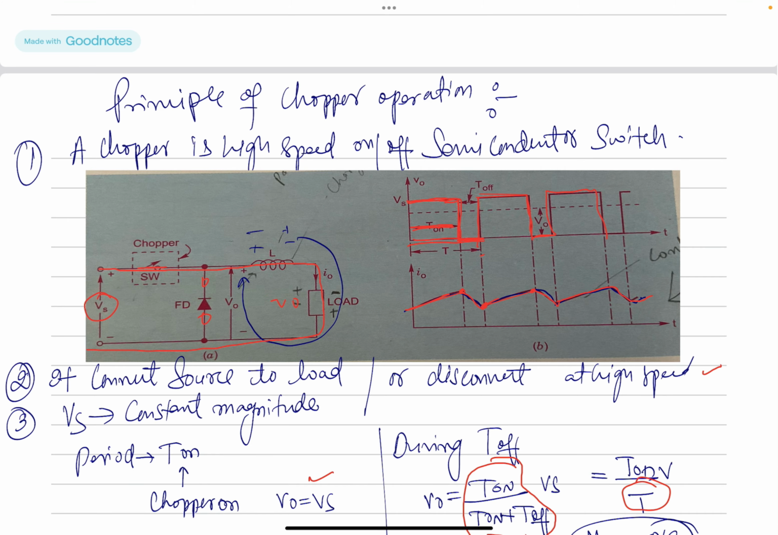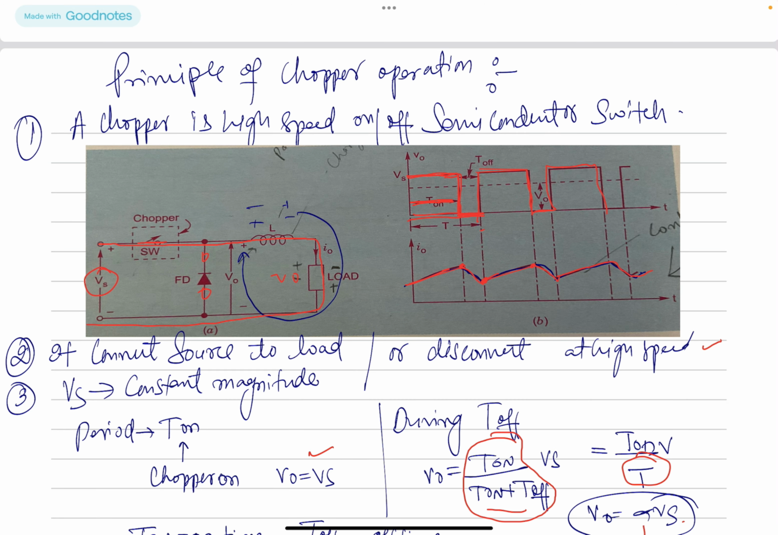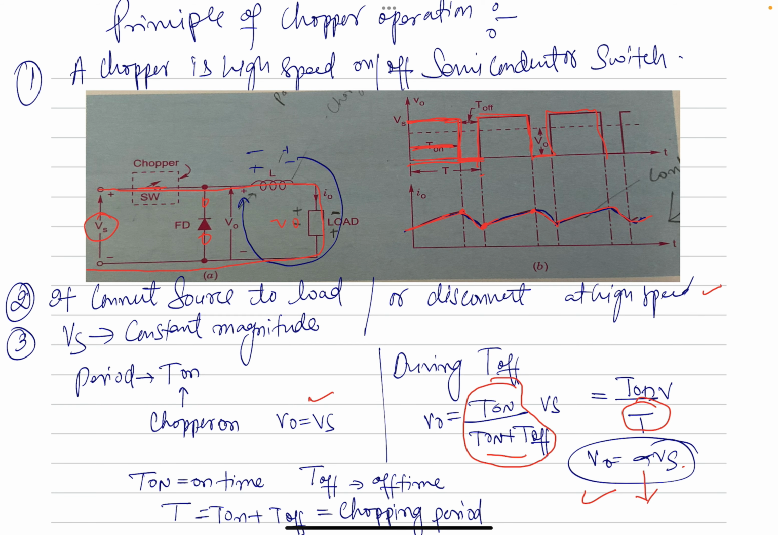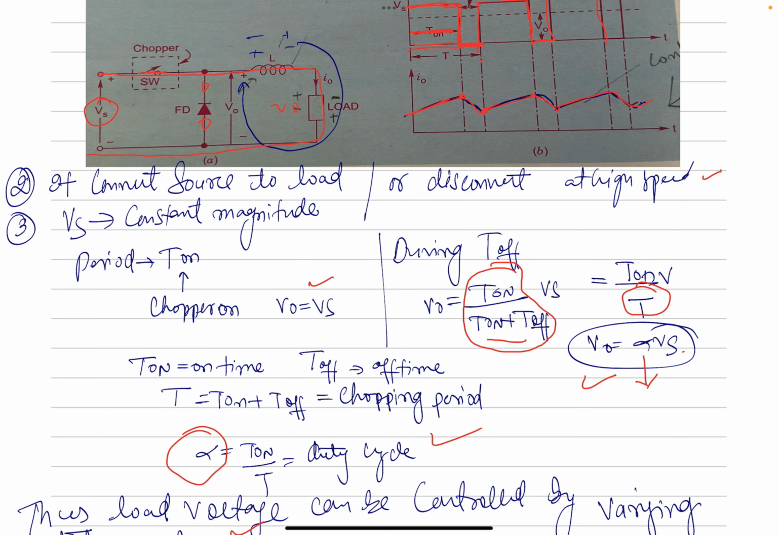In the previous class we discussed the principle of operation of choppers. A chopper is a high speed on-off semiconductor switch. It connects the source to the load or disconnects it at very high speed. Third, we discussed that Vs has a constant magnitude. T on is the chopper on time.